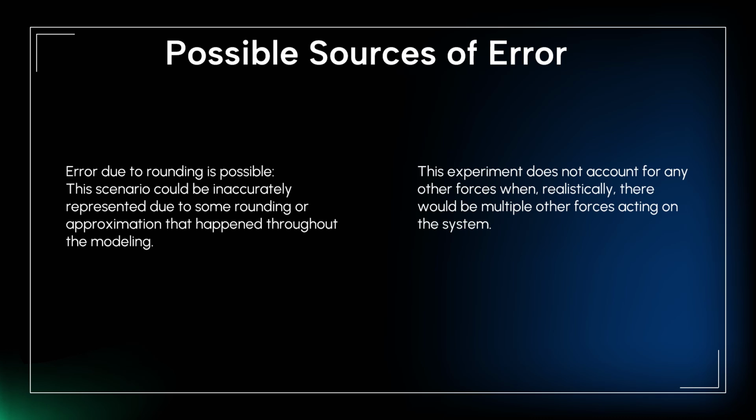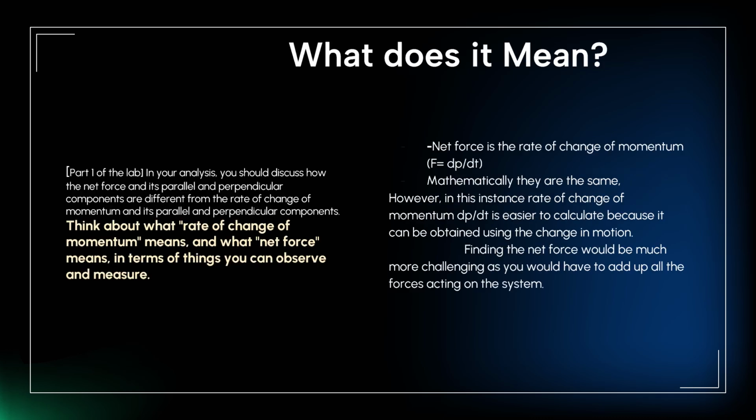Some possible sources of error within this lab are error due to rounding. The scenario could be inaccurately represented due to some rounding or some approximation that I did throughout the modeling of this lab. And this experiment does not account for any other forces when realistically there will be multiple other forces acting on the system. What does it mean?